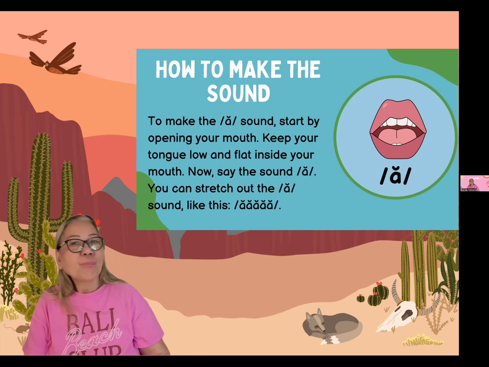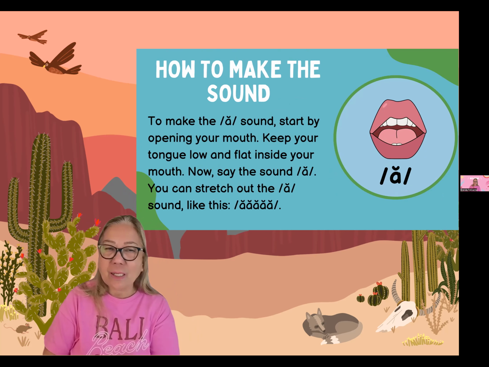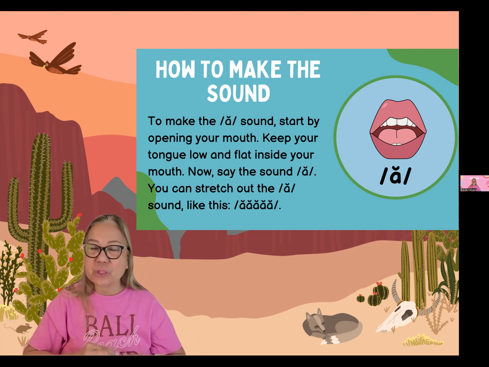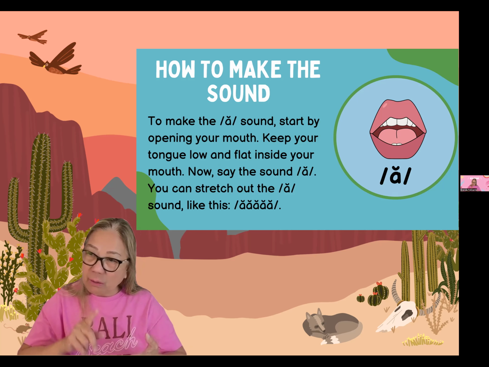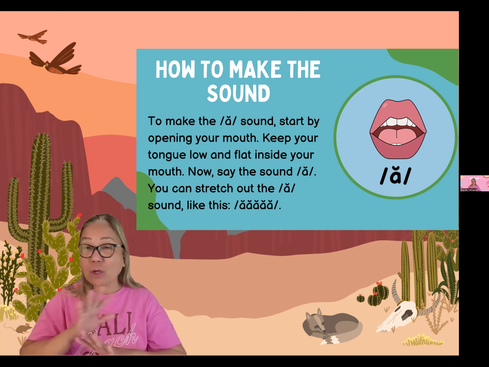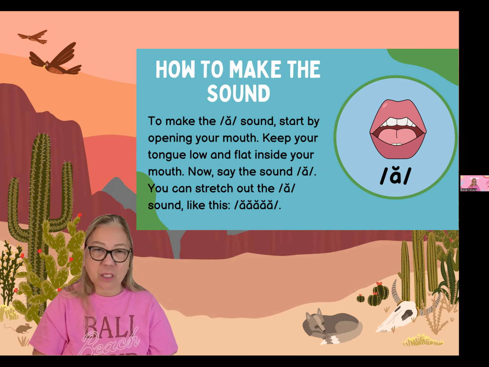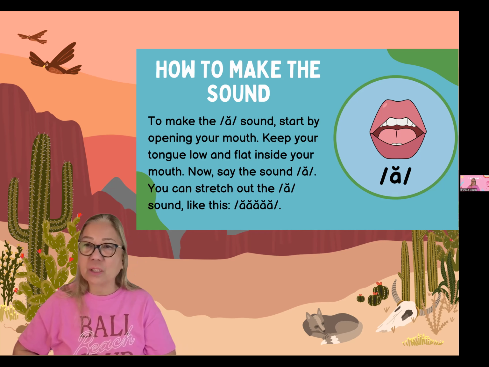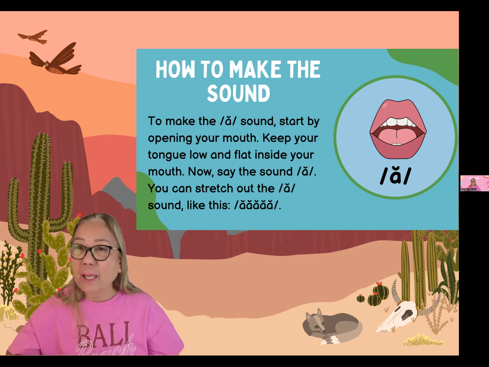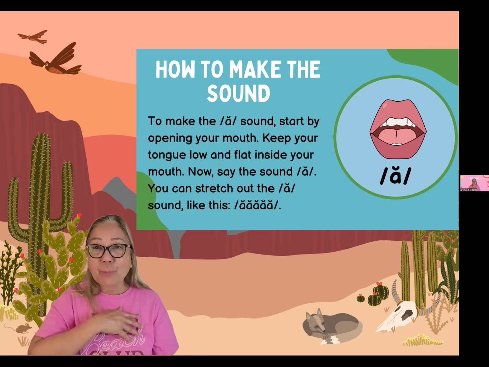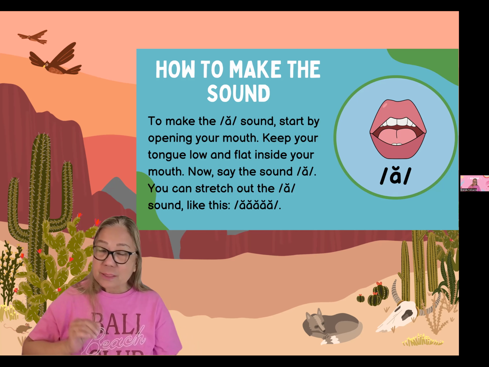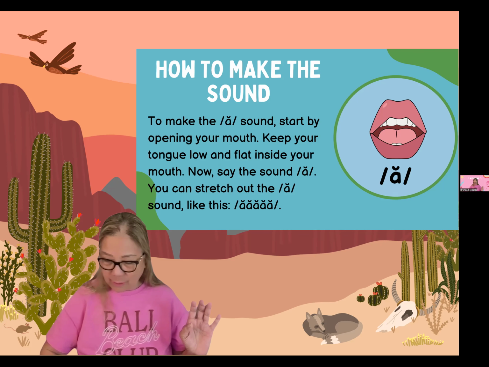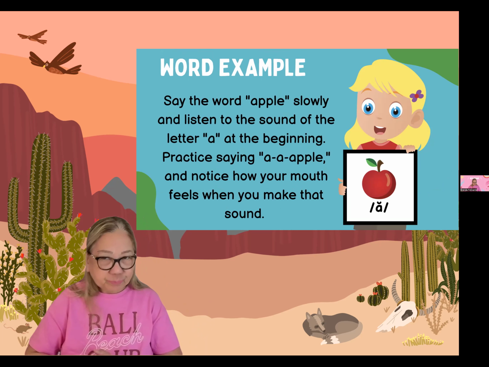All right, let's make the sound of letter A. To make the A sound, start by opening your mouth, of course. Our tongue, our teeth, our mouth, our lips, they all contribute to how we speak. Keep your tongue low and flat inside your mouth, and then say, ah. Say one more time. Ah. Say it and stretch it. Ah. Good job. Thank you.